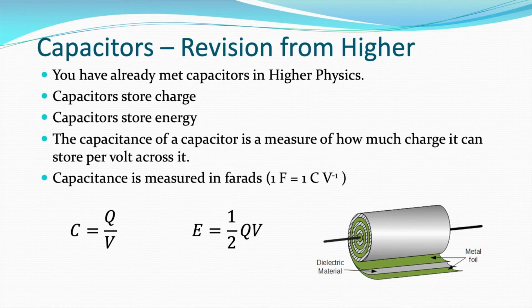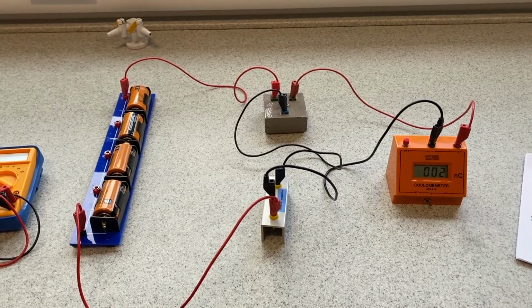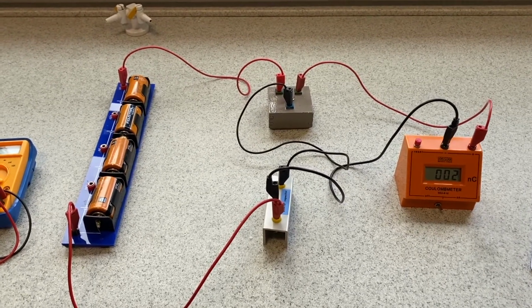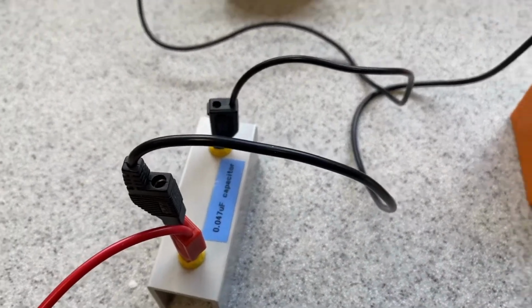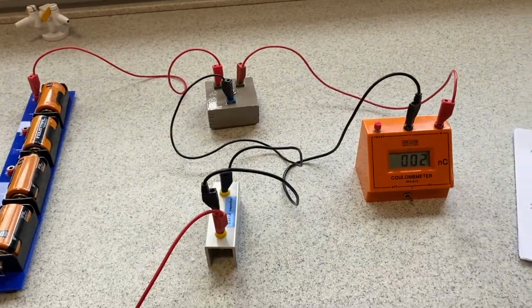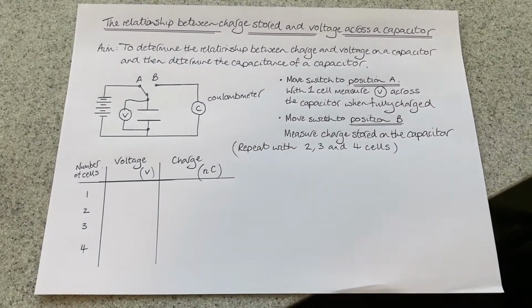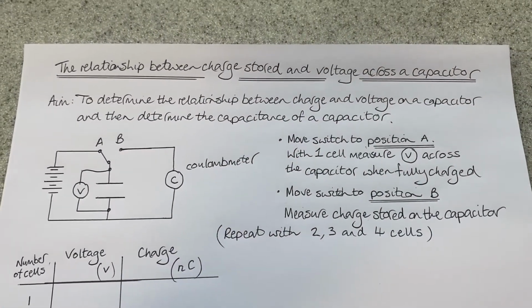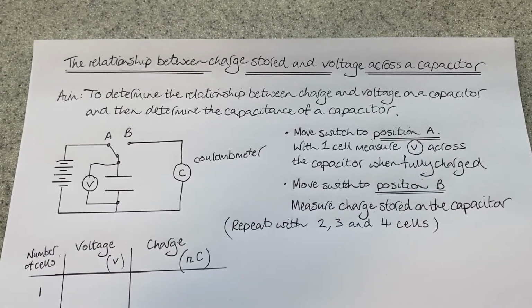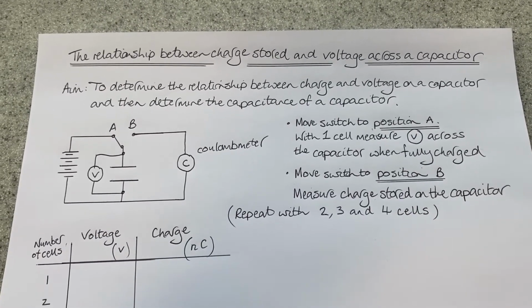Now, you may or may not have seen the demo last year that allows us to determine the relationship between charge and voltage on a capacitor, but it won't do any harm to go back and have another look at that. This is a demo that we would do with a Higher Physics class. Okay, troops, this is a wee quick experiment to determine the relationship between the voltage across a capacitor and the charge stored on that capacitor. So, here's the plan. We're going to try and determine the relationship between the charge and the voltage on a capacitor, and from that relationship determine the capacitance of the capacitor.